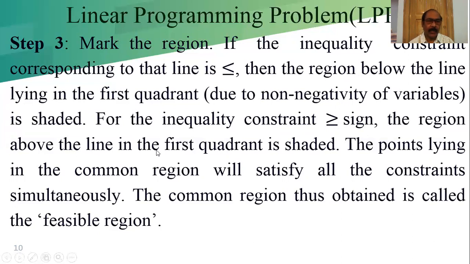The region above the line in the first quadrant is shaded. The points lying in the common region will satisfy all the constraints simultaneously. The common region thus obtained is called the feasible region. For one constraint, we will get a feasible region. For another constraint, we shade the area in each and every case. So ultimately, we will get the dark shaded area, which is common for all the constraints. That is our feasible region.